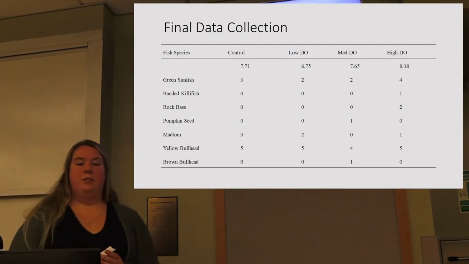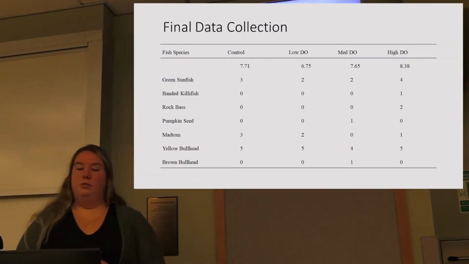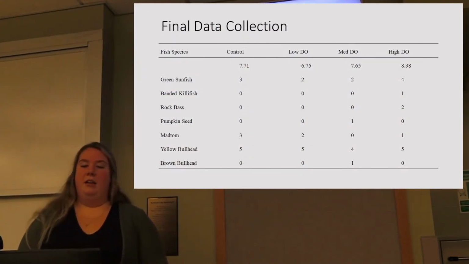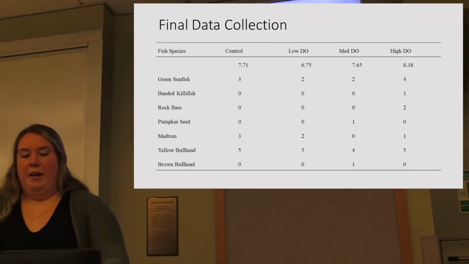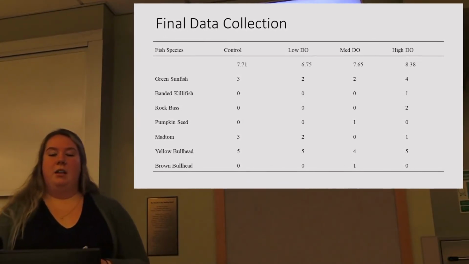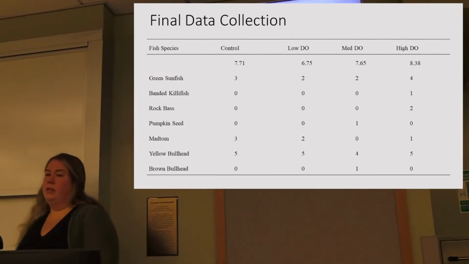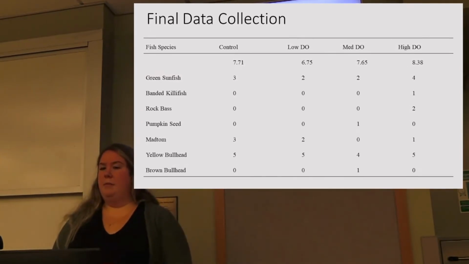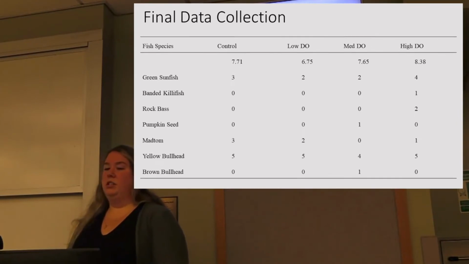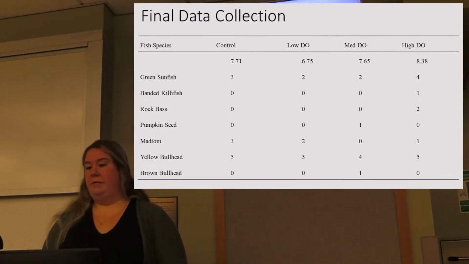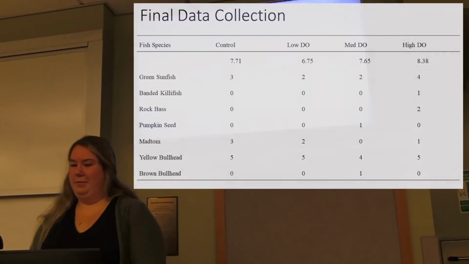This is my final data collection. For my control, I had 11 fish left over. For my low dissolved oxygen and medium dissolved oxygen, both of those tanks had 9 fish within them, and in my high dissolved oxygen tank there were 13 fish left. Remember this for the end. Very important.